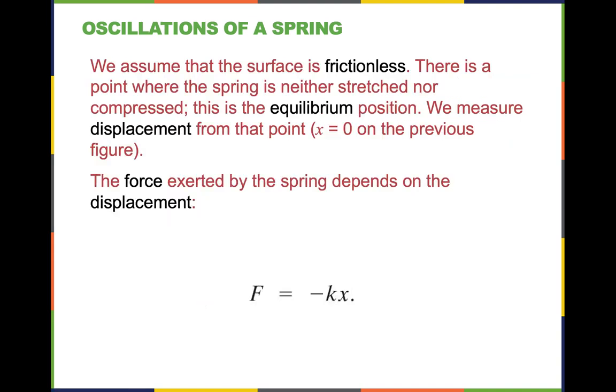So we assume that the surface is frictionless. There is a point where the spring is neither stretched nor compressed, so that's the equilibrium position. We measure the distance from that point, so x equals 0. That's the equilibrium position. The force exerted by the spring depends on the displacement. So here we have F equals negative kx, which is similar to an equation you've seen before, where k is the spring constant and x is your displacement. Multiply these two together with this negative here, you get the force. So it's very dependent on the displacement because your constant is going to stay the same unless told otherwise. So it's really dependent on this x.